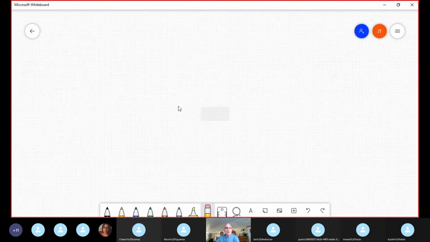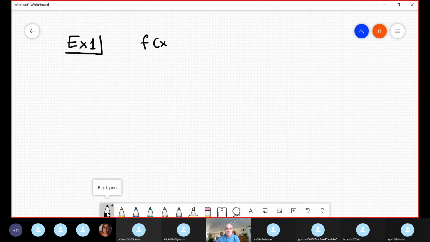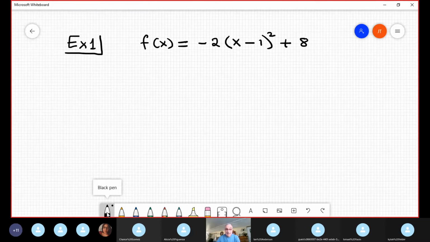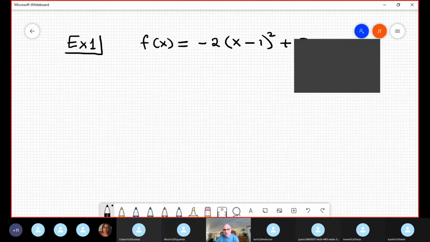Okay, let's go to example 1. Example 1 is f of x equals minus 2 times (x minus 1) squared plus 8. The question I have is, is this expressed in standard or vertex form? Come on, answer me. Standard or vertex form? Vertex. Exactly, very well, vertex form.